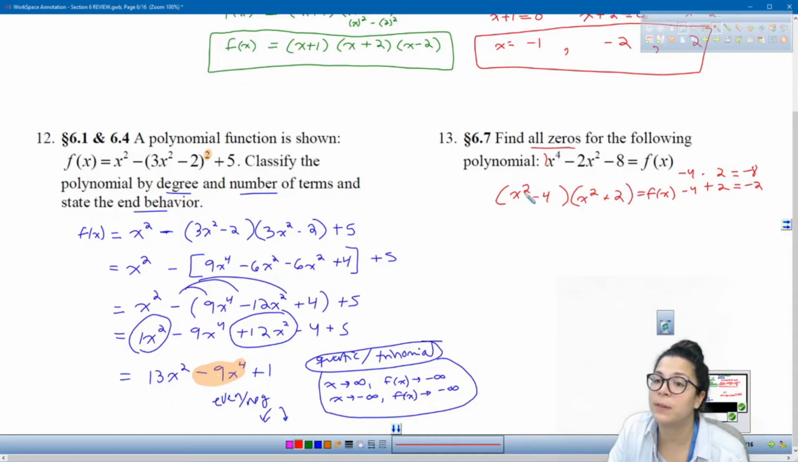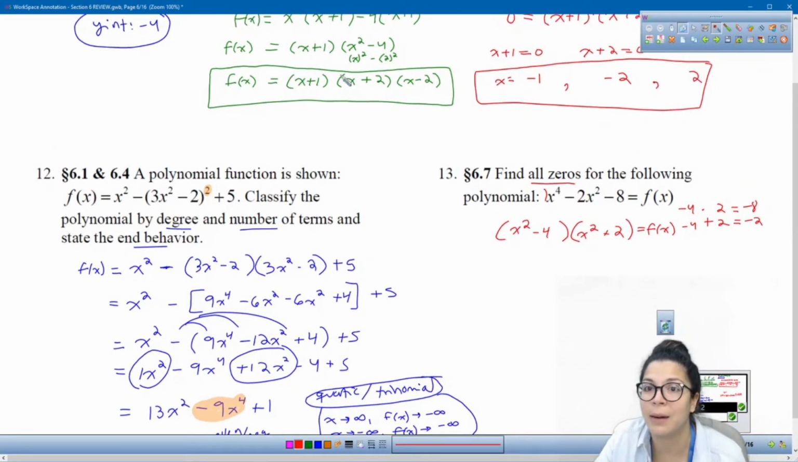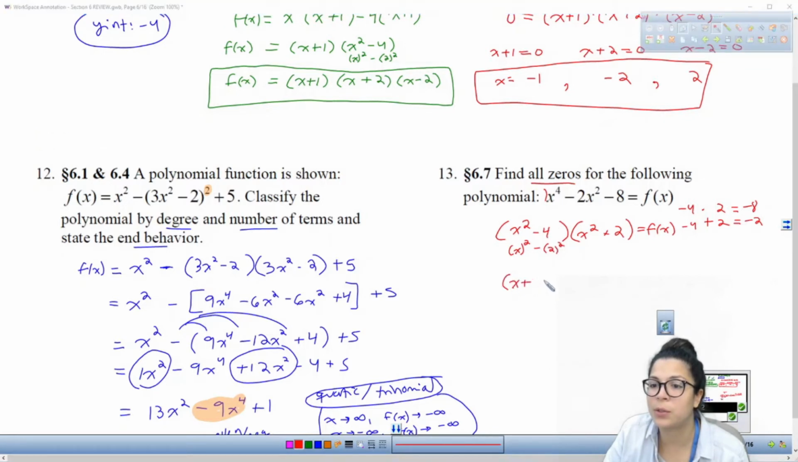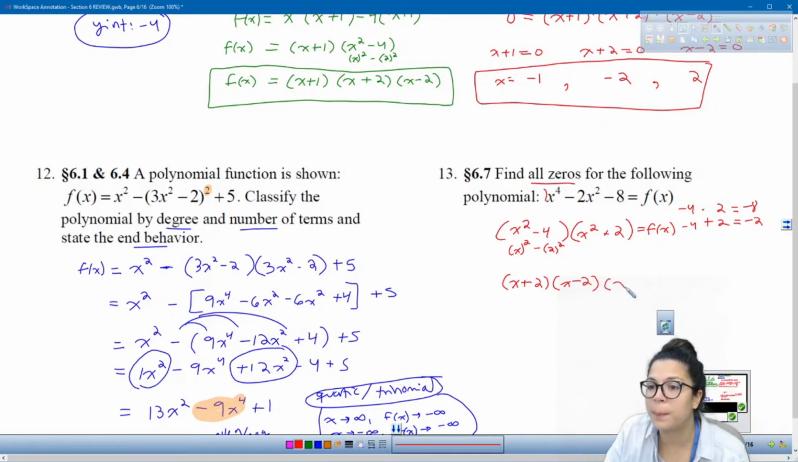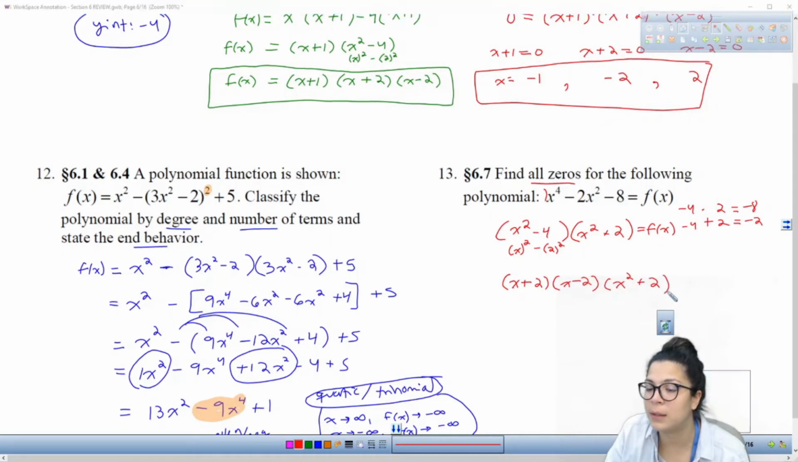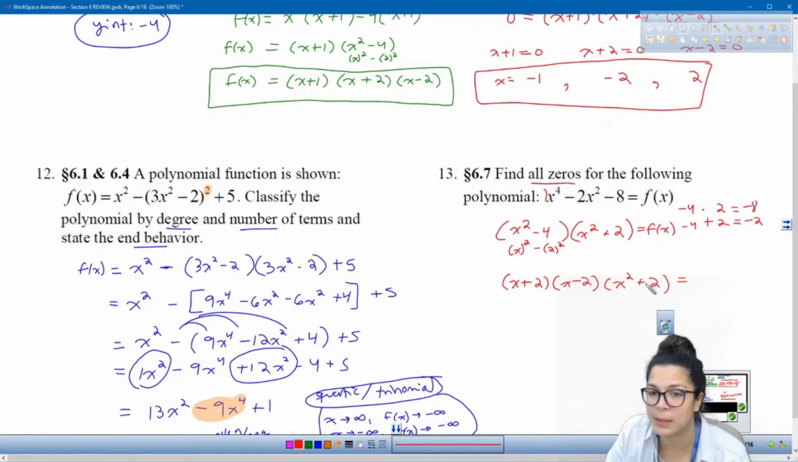Then you have here the difference of squares, right? This is the same exact thing that we had up here. X squared minus 4 is x squared minus 2 squared. And so this factors into x plus 2 times x minus 2. The x squared plus 2 is not the difference or sum of squares, so that's just going to stay like that. So this is it completely factored.